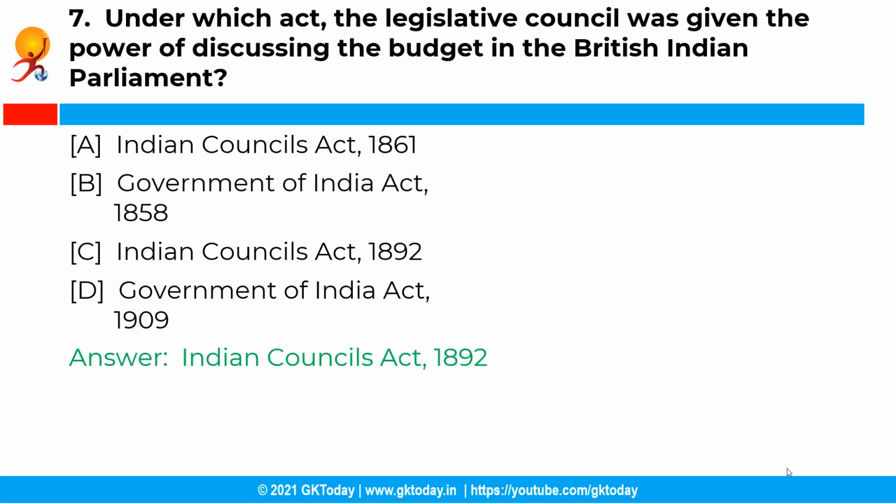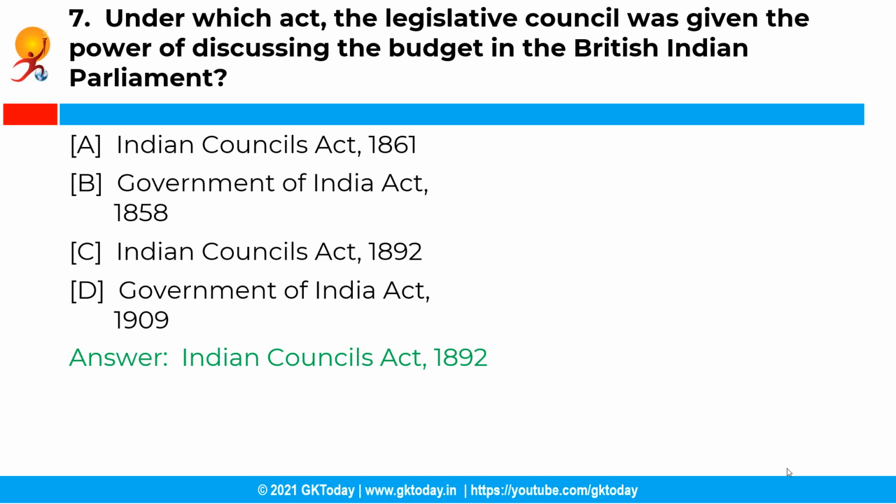Because the Indian Council Act of 1892 increased the number of additional members in the central and the provincial legislative councils, but maintained the official majority in them. The Act also increased the functions of legislative councils and gave them the power of discussing the budget and addressing questions to the executive.